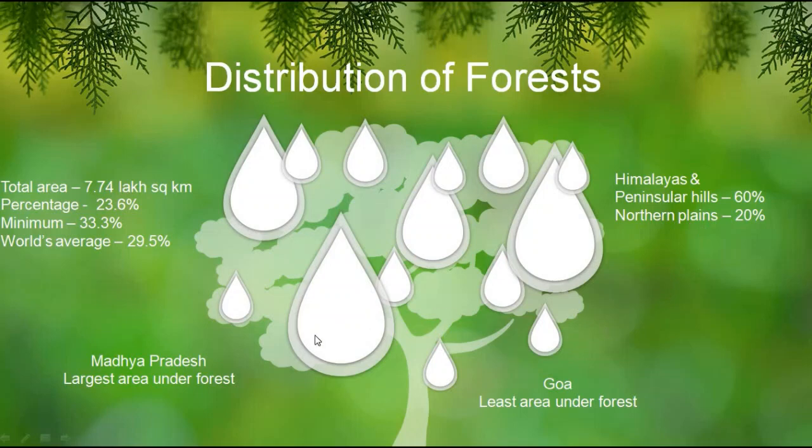Next, Madhya Pradesh is the largest area under forest. Madhya Pradesh, the state, has the largest area under forest, and Goa has the least area under forest. So this is about the distribution of forest.